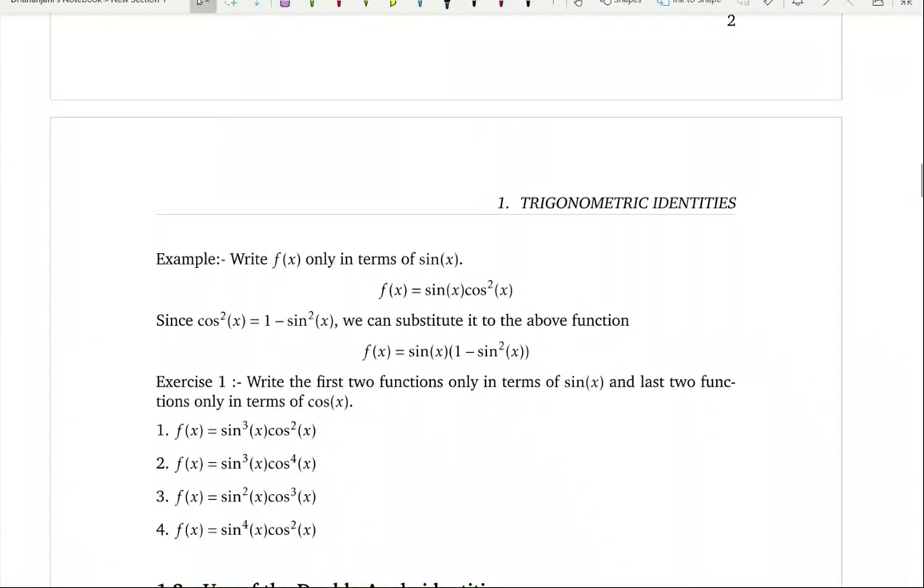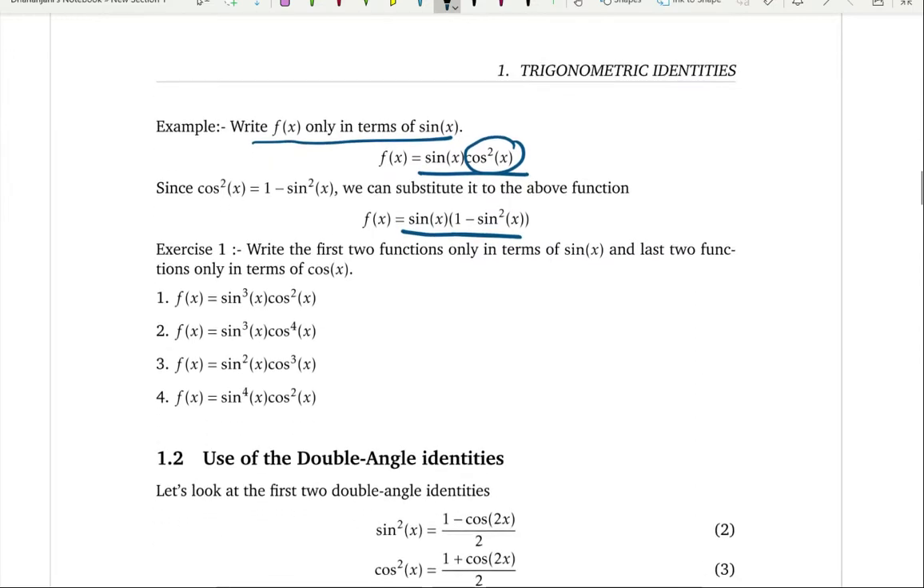Okay, all right, so let's do some problems using the Pythagorean identity. Here we have sine times cosine square. Now they say write f(x) only in terms of sine. Well, instead of cosine square, I can replace it with 1 minus sine square. Very easy, right? Now you don't need to simplify this, okay? I don't expect you to simplify that.